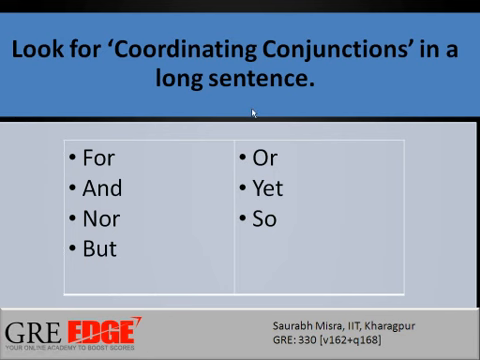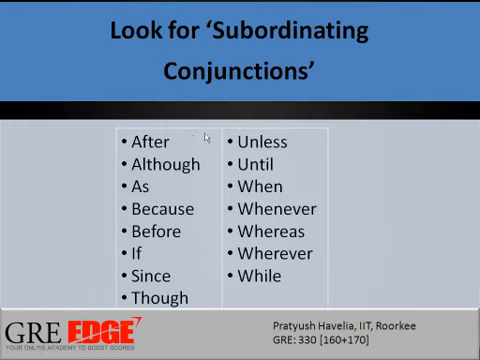The first thing you need to do is look for coordinating conjunctions in a long sentence. Look for words like for, and, nor, but, or, yet, so. Look for conjunctions like these. This is the first thing you have to do as soon as you come across an RC passage.